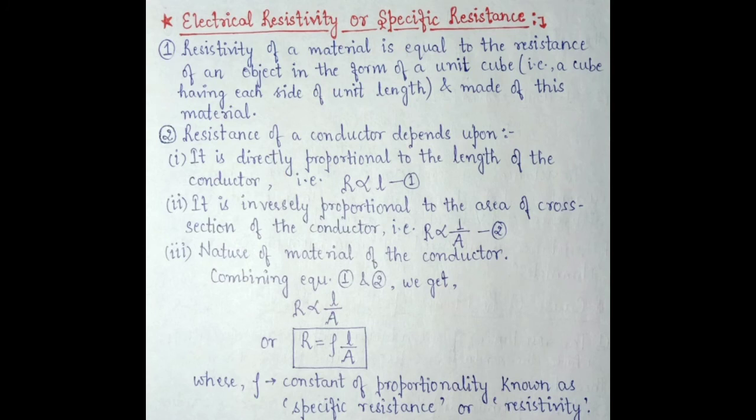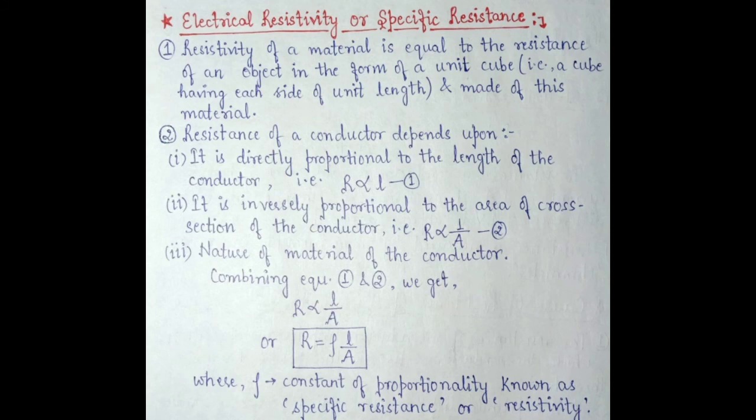Now in the second point the proof for resistivity is given. Here it is written, resistance of a conductor depends upon, number one, it is directly proportional to the length of the conductor, that is R is directly proportional to L, which is shown by equation number 1. In the second point it is noted that it is inversely proportional to the area of cross section of the conductor, that is R is inversely proportional to A, or you can say that R is directly proportional to 1 upon A, which is given here by equation number 2. From point 3 we conclude the nature of the material of the conductor. So from equation 1 and 2, after combining them, we can directly write the formula, that is R is directly proportional to L upon A.